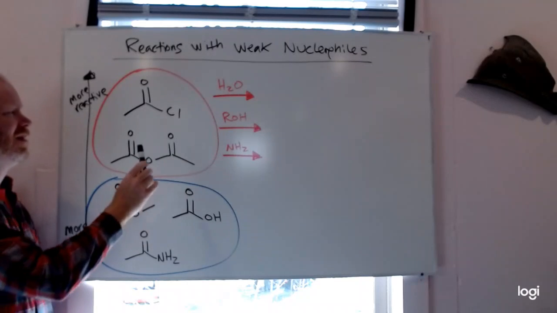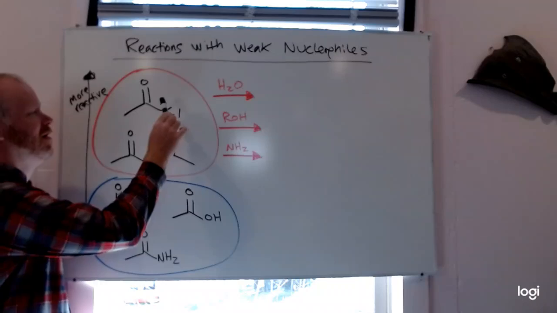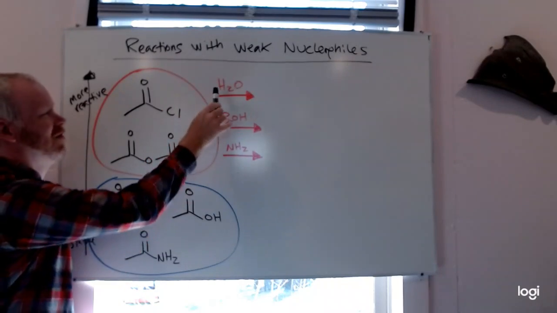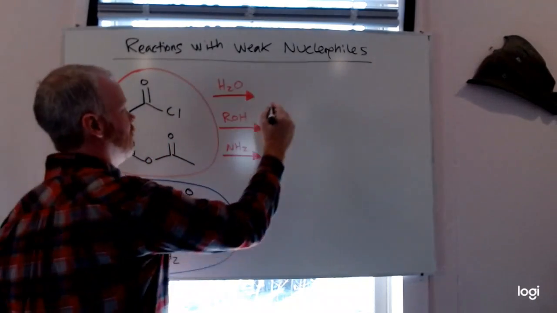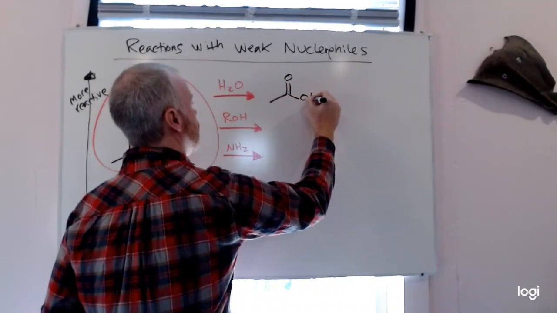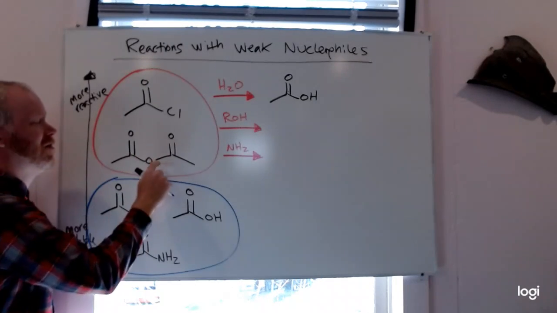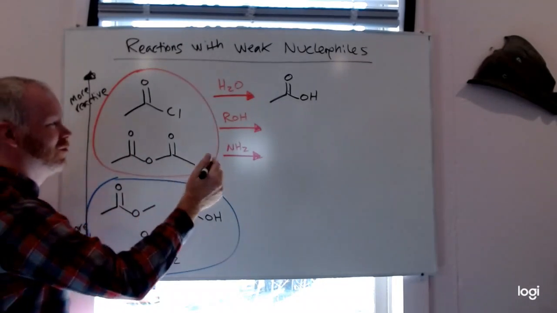And essentially, if you put these in water, then they'll react. So either an acyl chloride or an anhydride just reacting with plain water will make the carboxylic acid. And either of these two reacting with alcohols will make an ester.